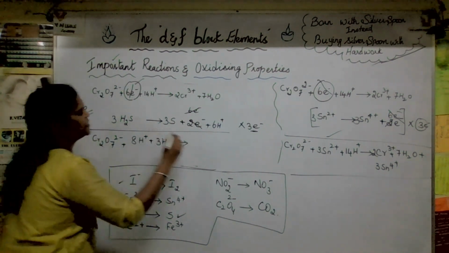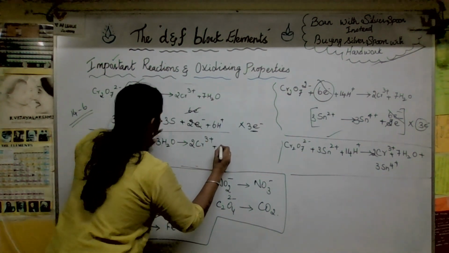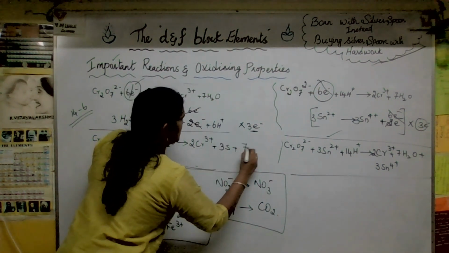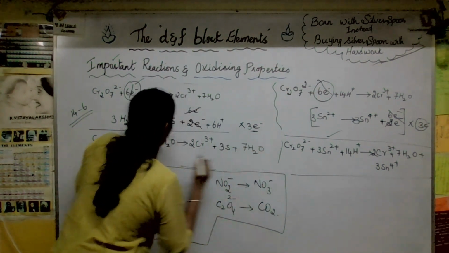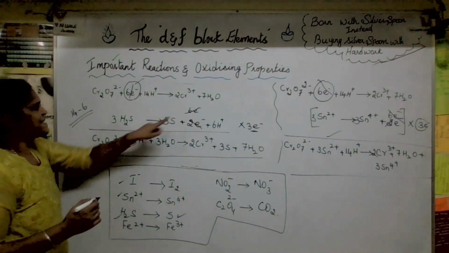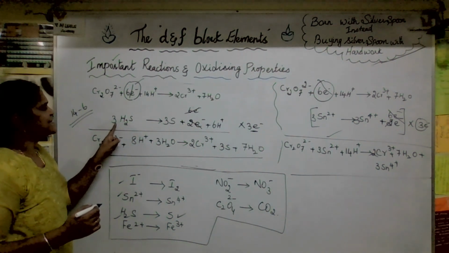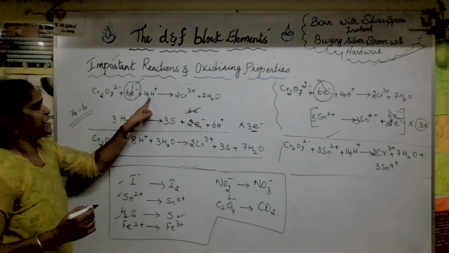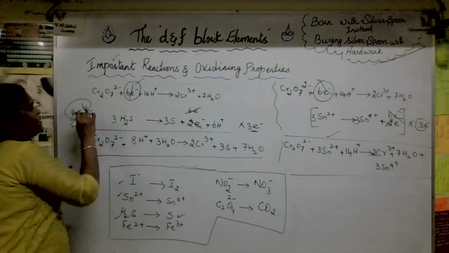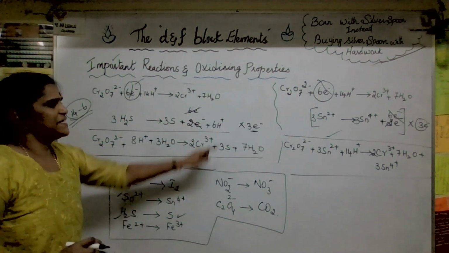It gives 2 Cr3 plus and 3S plus 7H2O. Hope you got a better idea. See, here there is a twist. Please check that. Here, actually, how many hydrogens are there? 6 H plus ions. Here, 14 H plus ions. So you have to subtract, 14 minus 6. Here is the twisting point. Rest of that, it will be the same as it is.